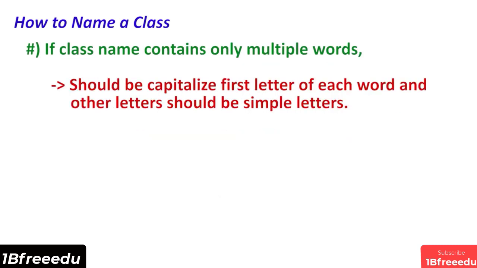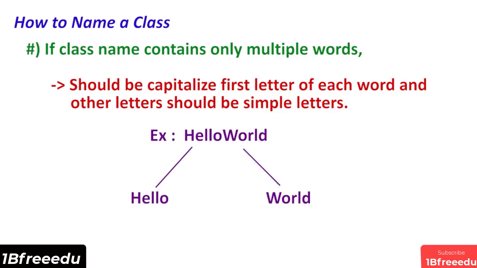If the class name contains a set of words, the first letter of each word should be capitalized and other letters should be simple letters. For example, HelloWorld. You can see here there are two words, hello and world. The first letter of hello, H, is capital and other letters are simple. The next word is world. The first letter of world, W, is capital and other letters are simple. Right. Okay. That is how to name a class.